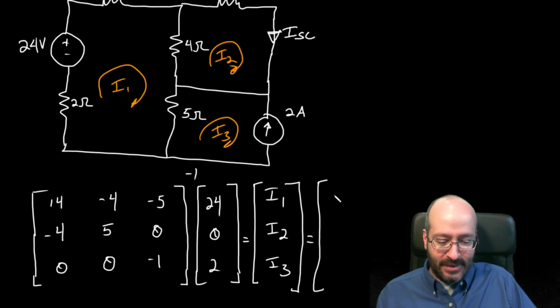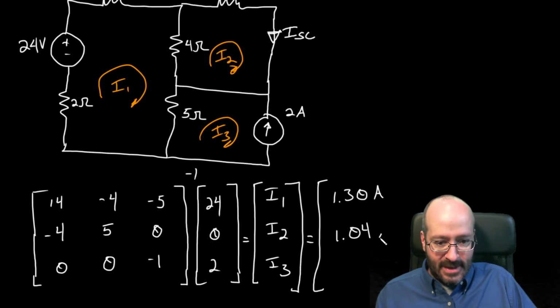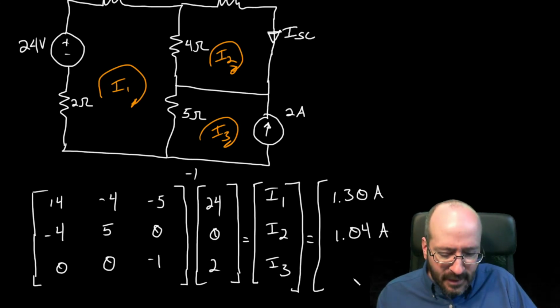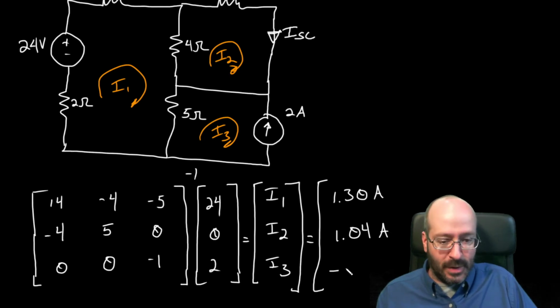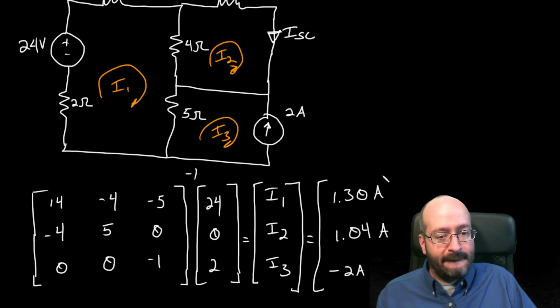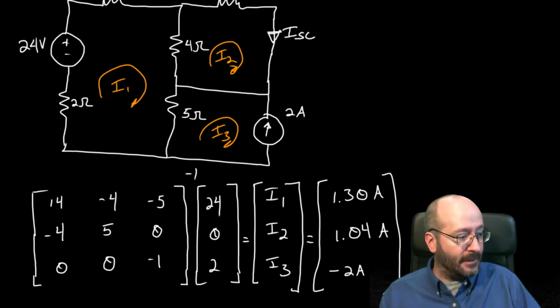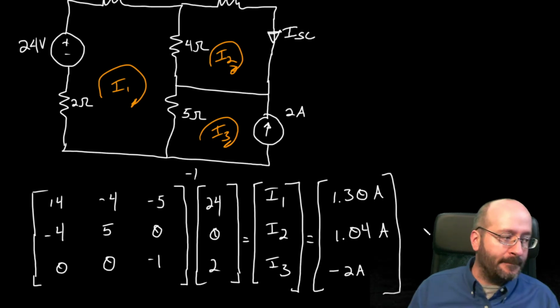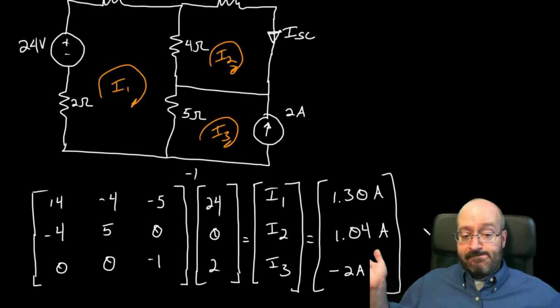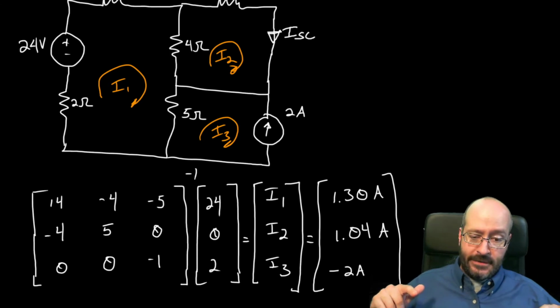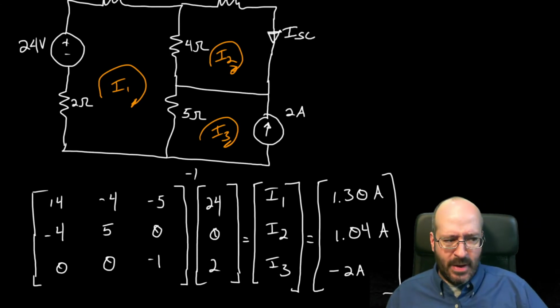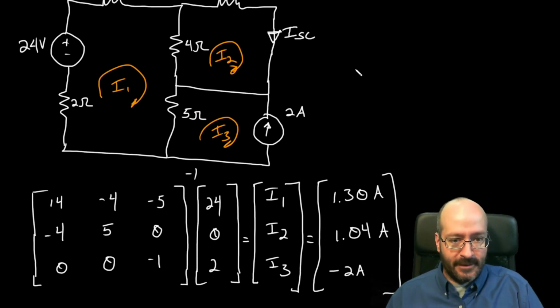Let's see here. So I1 is 1.30 amps, I2 is 1.04 amps, and I3 is negative 2 amps. It better be, right? Now it's a little bit behind me, but not too bad. Those are our currents, so we have part of our Norton equivalent. I'll draw it up here.